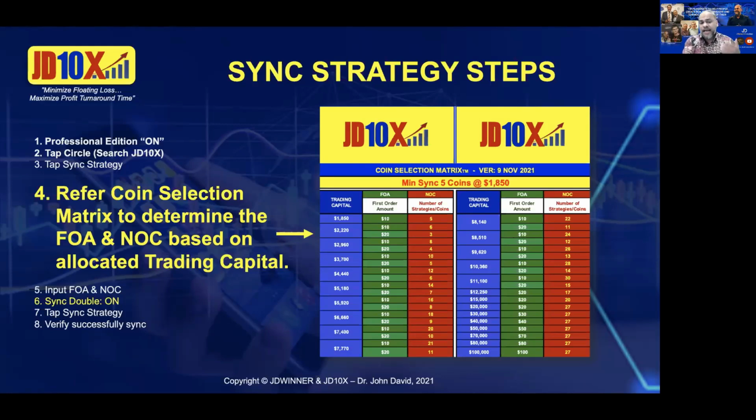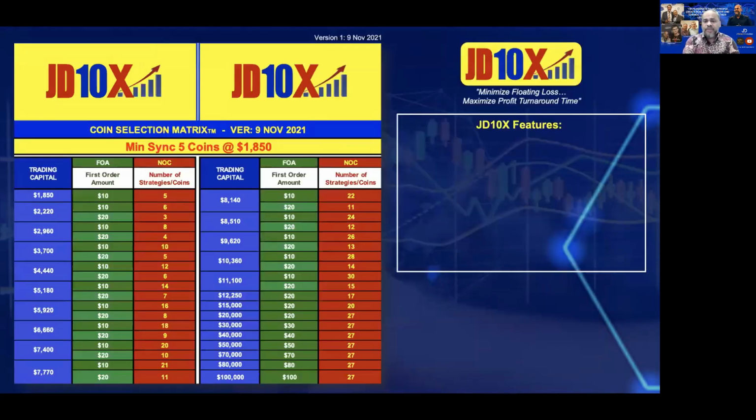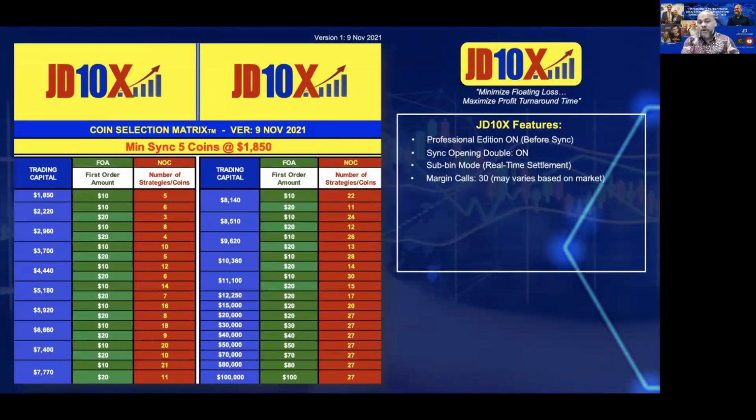Now, let me just highlight a few important things here. As I mentioned earlier, make sure the professional edition is on. Sync opening double is on. Sub-bin mode real-time settlement, that's what we are using. Margin call is 30. It may vary based on market situation. Margin call percentage is above 40%.